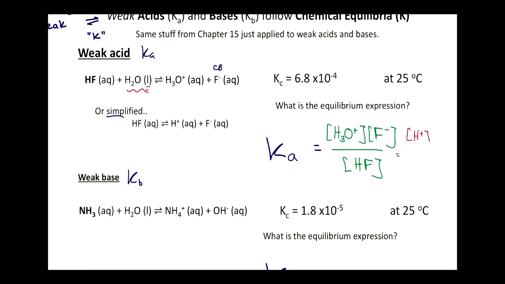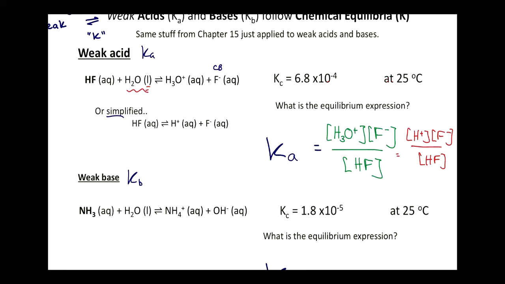It's just H+ instead, F- over HF. You'll probably use this reduced form a lot more because it's, again, annoying to write that extra water molecule when you don't really have to. And so you can go to textbooks and look up the Ka value for this acid, HF, and you'll find it's about 6.8 times 10 to the negative 4.